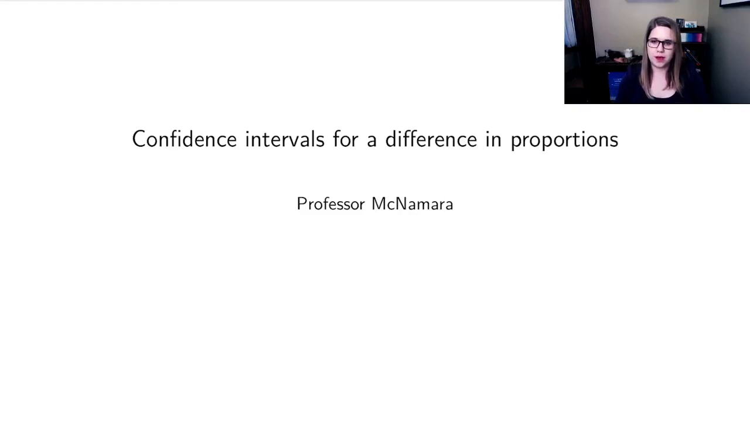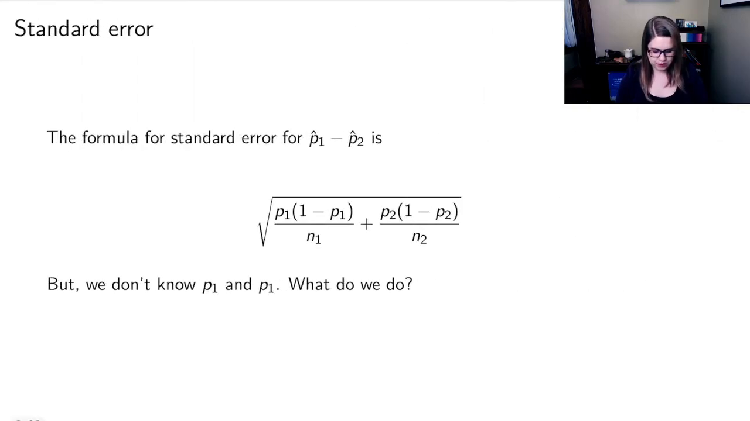So now we're thinking about our inferential task, that is confidence intervals, and we're thinking about the situation where we have a difference in proportions. So the formula for standard error is this. SE is equal to the square root of this whole thing, but we don't know P1 and P2. So the question is, what do we do?